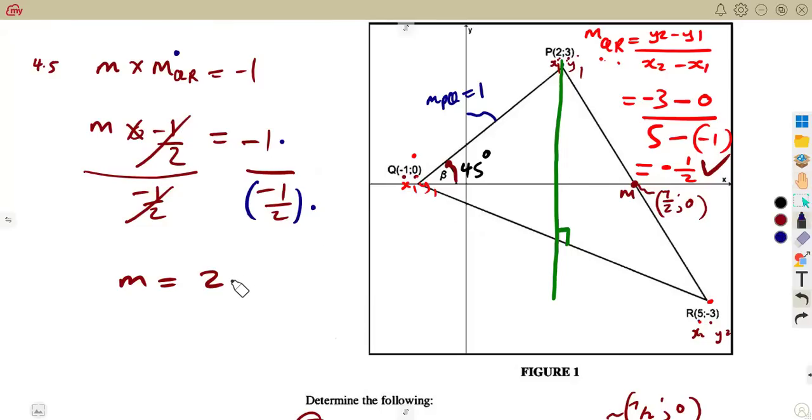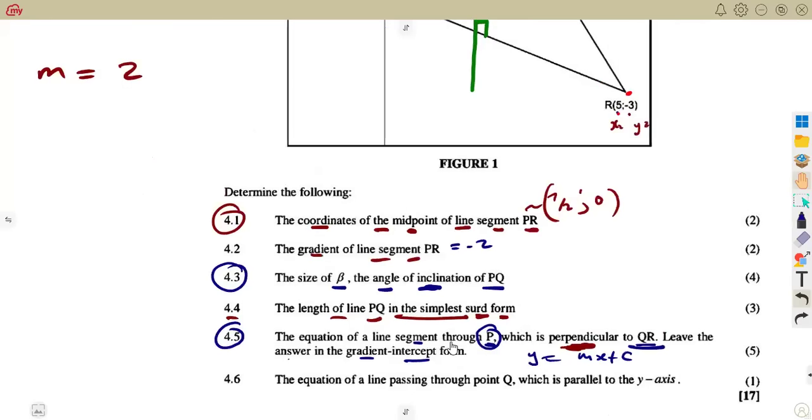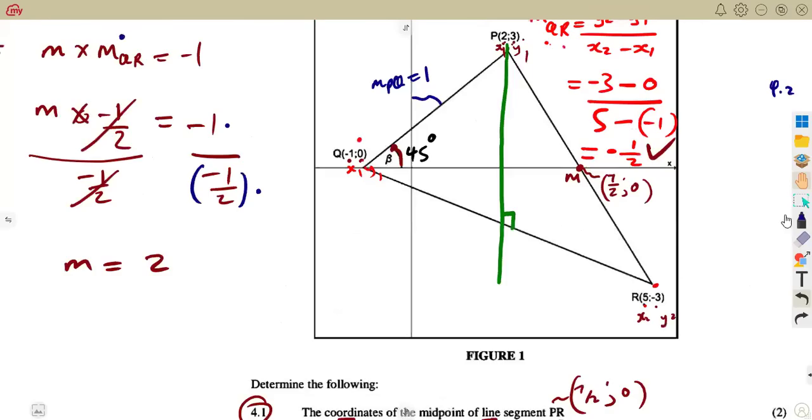So knowing that we have got a gradient, and we are told about this line that it passes through the line segment, through P. This line segment passes through P. So we have the point P again. We have a gradient and we also have a point, which is P.